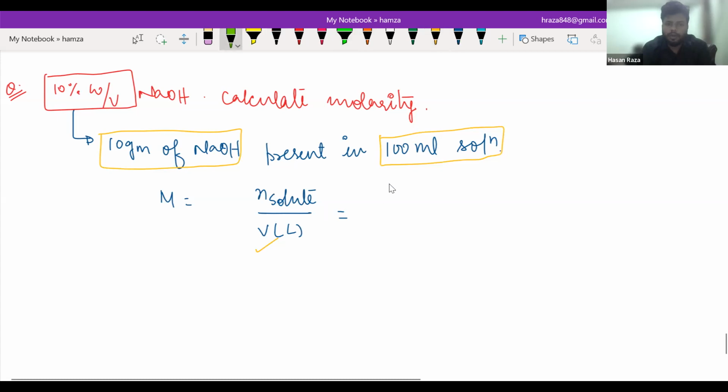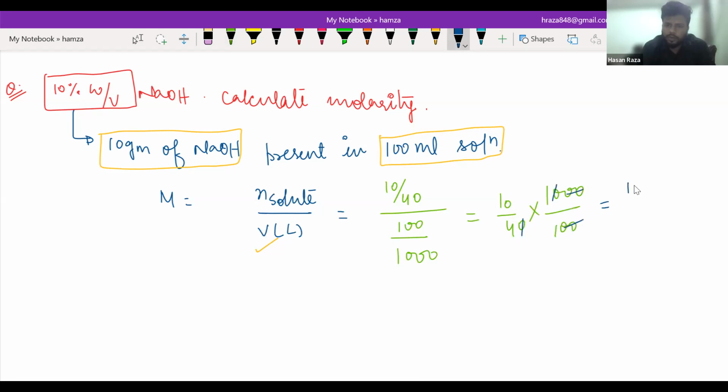Now just apply the formula, number of moles, given mass upon molar mass, upon volume of solution, that is 100 ml, but we need to calculate it into liter. So we need to divide it by 1000. Now 10 by 40 into 1000 by 100. Again, 20 will be cancelled by 20, 10 will be cancelled by 10. So it will be 10 by 4. Yes, very good, Nora. This is the answer, 2.5 mole per liter.